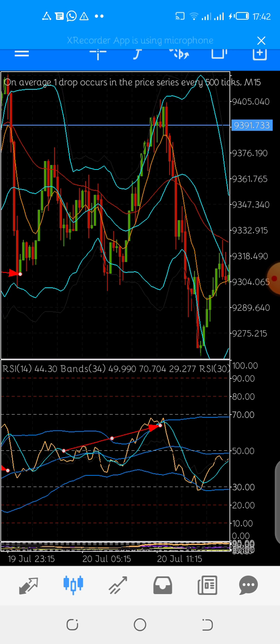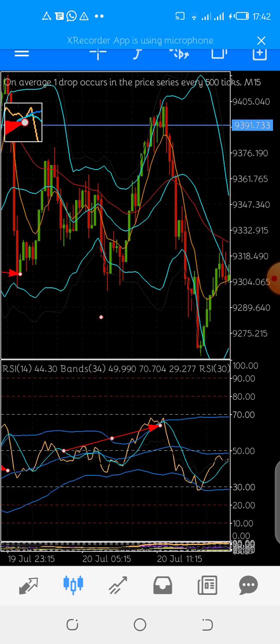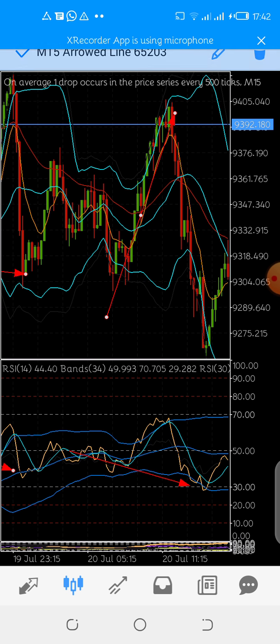So as it is coming back into the band, can you imagine how many candles this market was from this candle coming all the way, and here it dropped into the band up to that point. Okay, yes, when it reached level 30.